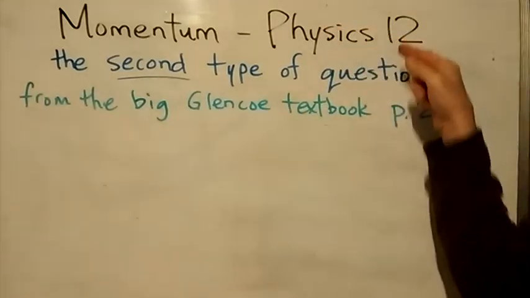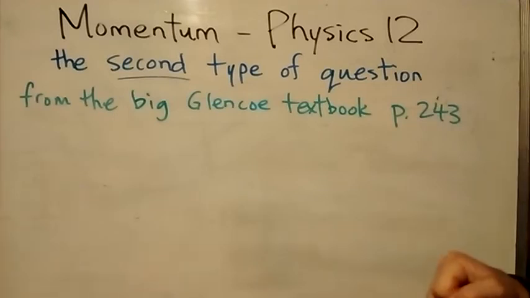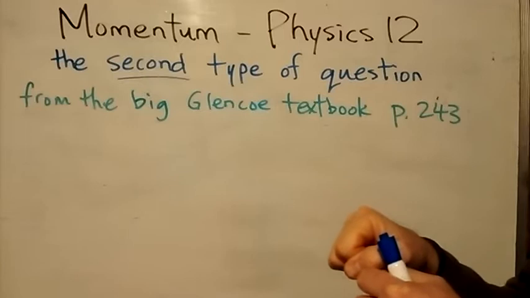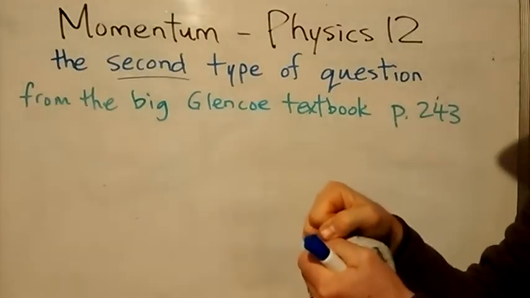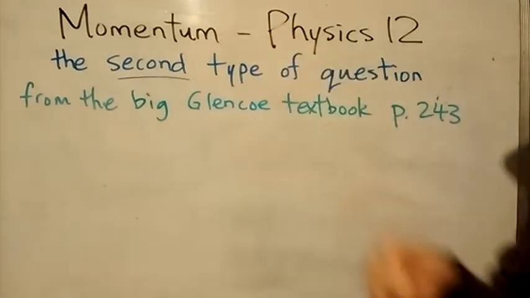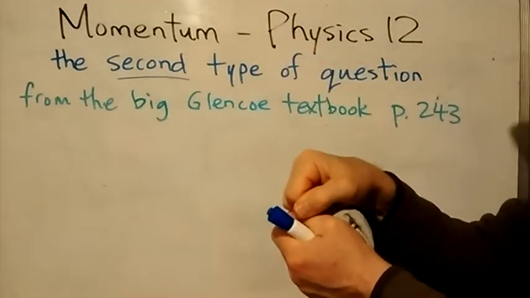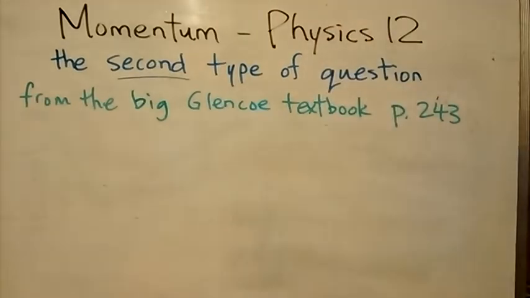We're looking at Momentum Physics 12, and this is the second type of question. It involves one object hitting another object, and if they're identical and kinetic energy is conserved, they'll move off at 90 degrees to each other. So in this situation, one object will hit another object, and they'll move off in different directions.